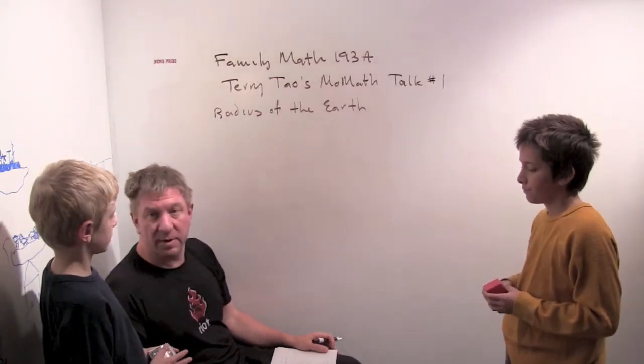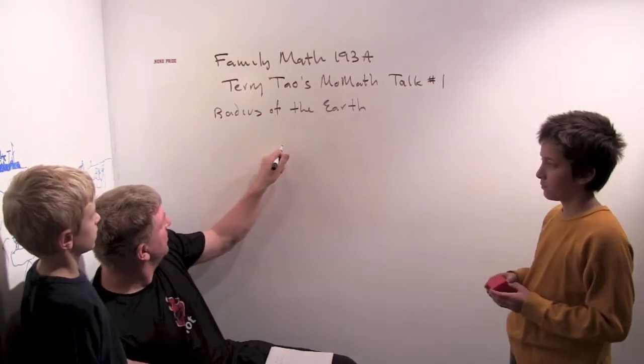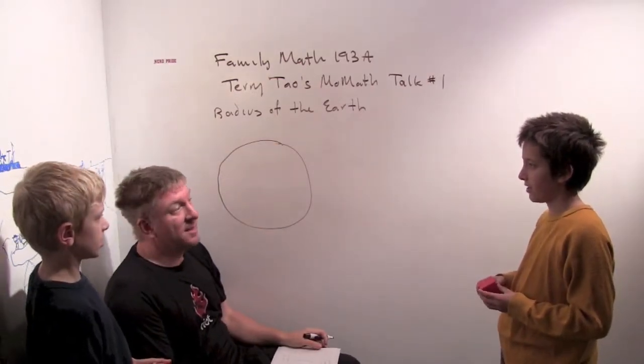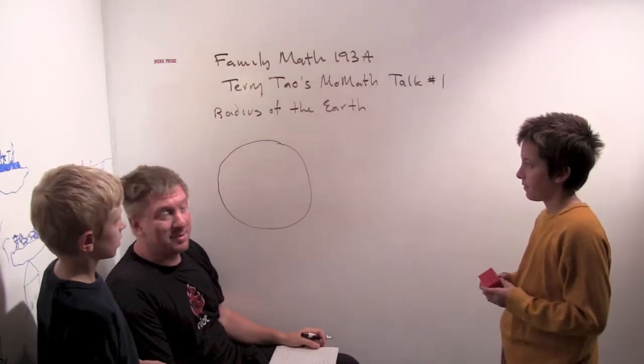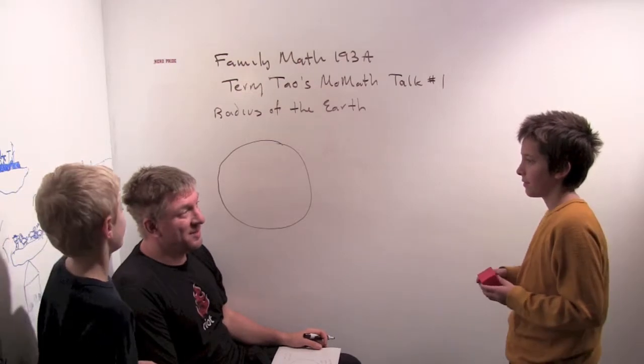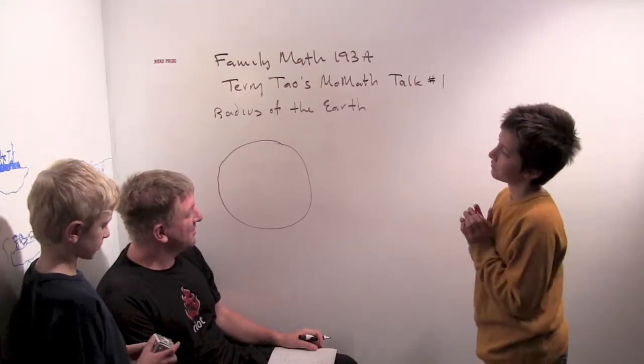Okay, so the first thing we're going to talk about is the radius of the Earth, and it was interesting to learn who was the first person to measure that. Do you remember who it was? Eratosthenes. And what else did Eratosthenes do? He also studied prime numbers. So isn't that interesting? Terry Tao is talking about Eratosthenes.